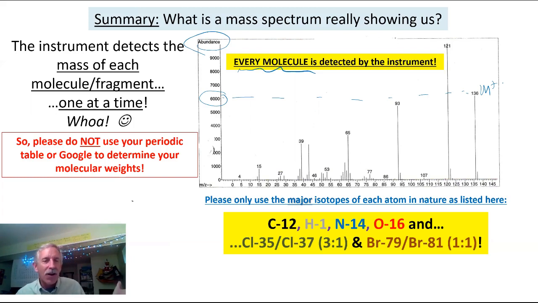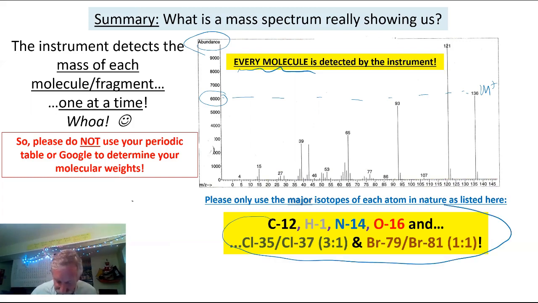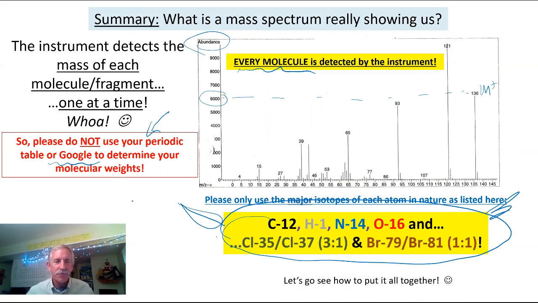That's amazing. It's counting every single molecule and how much every single one weighs. And therefore, I can use only these isotopes from nature because these are the most abundant. So please do not use your periodic table. Do not Google molecular weights. Do not Google final answers for your structure because those molecular weights will not be true. Use these. All right? All right, let's go play.